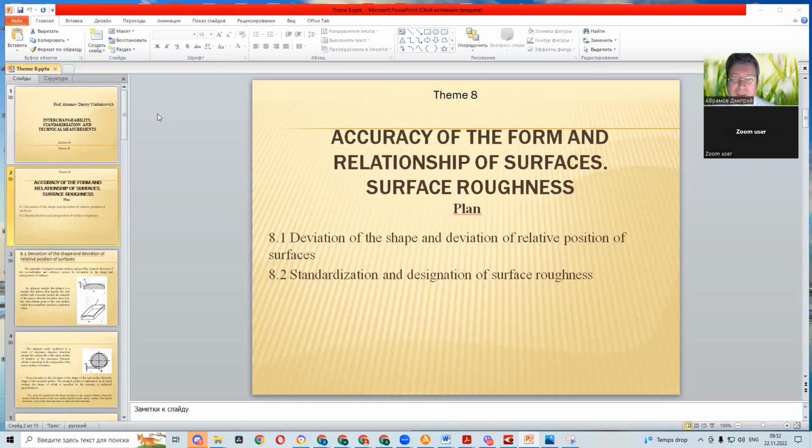So we can start our lesson, today's lecture number 8, theme 8: accuracy of the form and relationship of surfaces and surface roughness. Please write down this theme in your notes and write down the plan. 8.1 deviation of the shape and deviation of relative position of surfaces, and 8.2 standardization and designation of surface roughness.